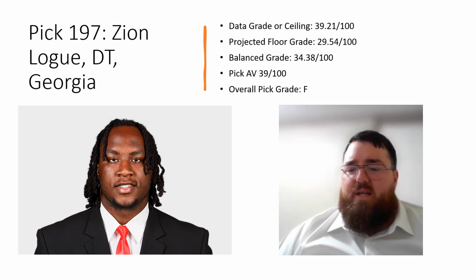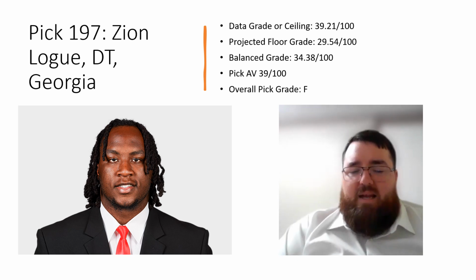His projected floor grade is 29.54. His balance grade is 34.38. And his pick AV is 39 out of 100. Overall grade would be an F.